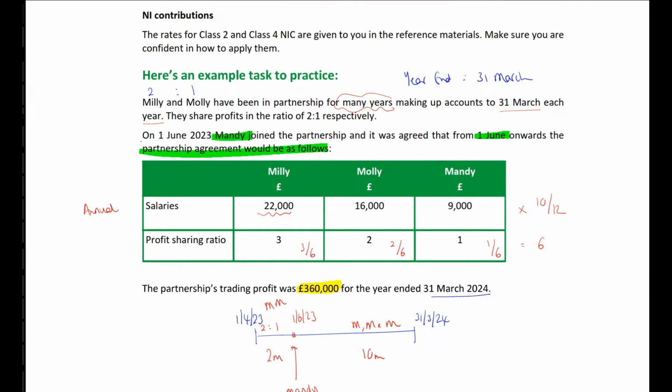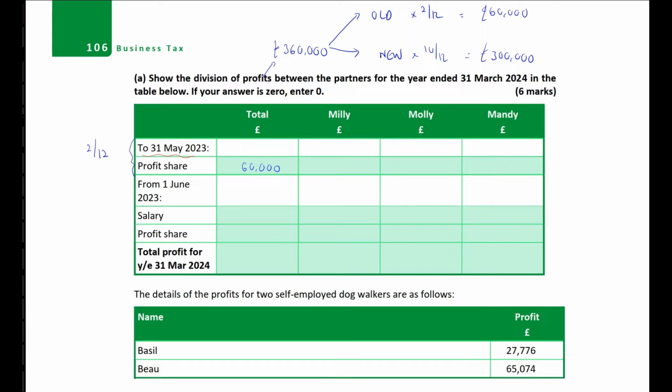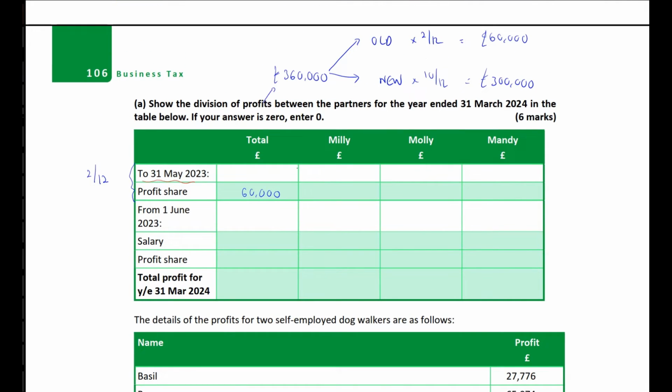Initially, Millie and Molly were sharing in the ratio 2 to 1, so it was like having a cake in 3 slices, and Millie was getting 2 of those 3 slices, whereas Molly was only getting 1. Just going to put my workings in there, makes it a little bit clearer for us. So 2 slices of what? 2/3 of what? Well, 2/3 of the profit.